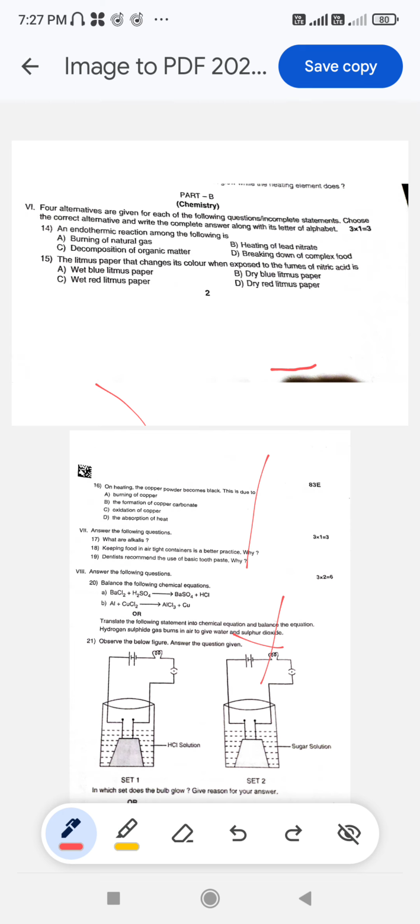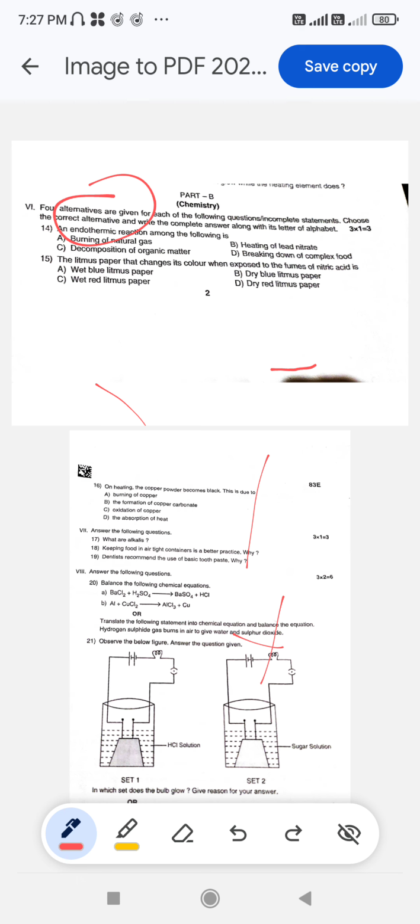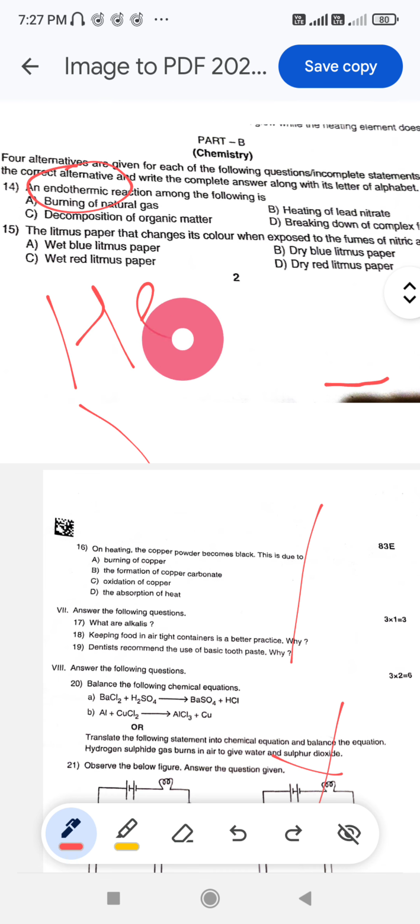Which is the endothermic reaction among the following? Okay, first of all, what is an endothermic reaction? An endothermic reaction means a reaction in which heat is absorbed. A reaction in which heat is absorbed is called an endothermic reaction.